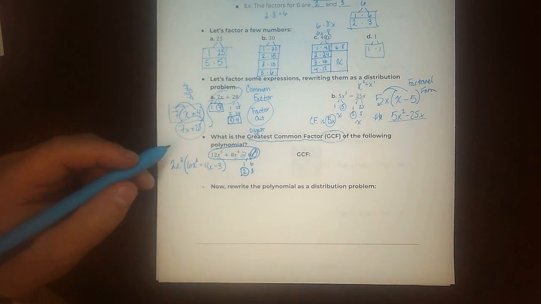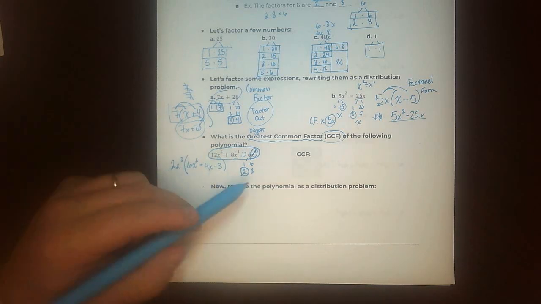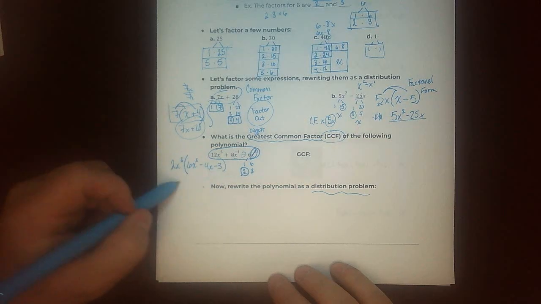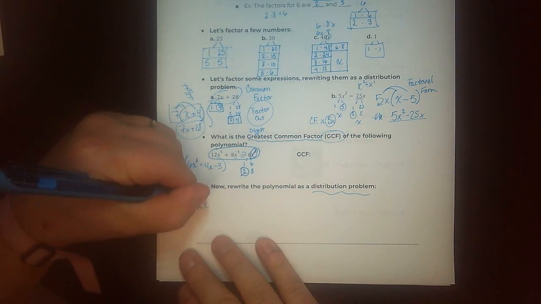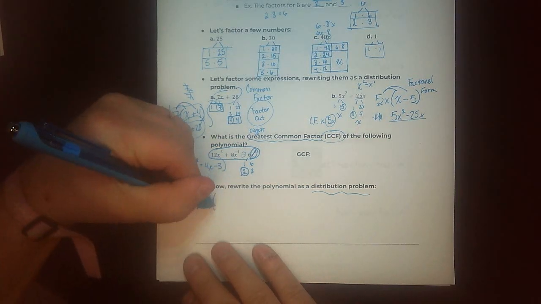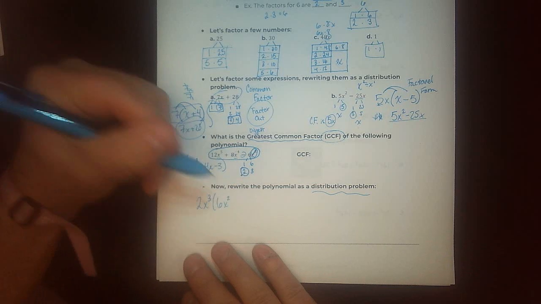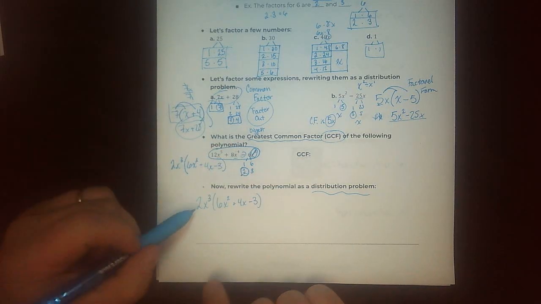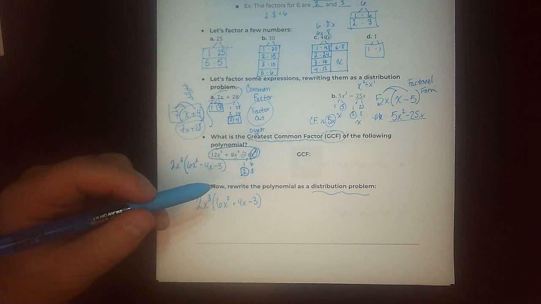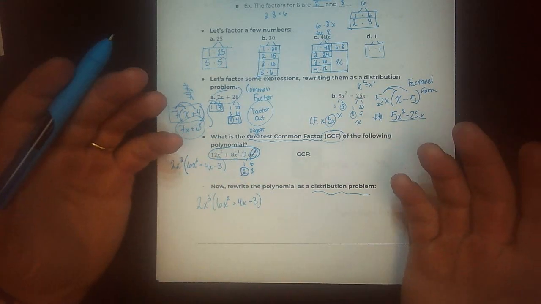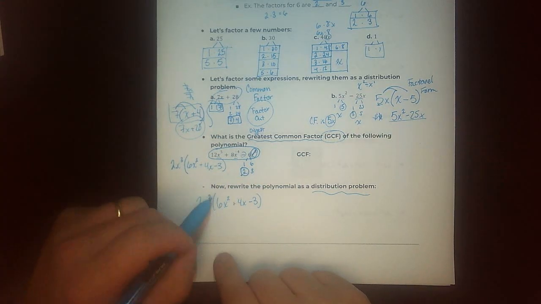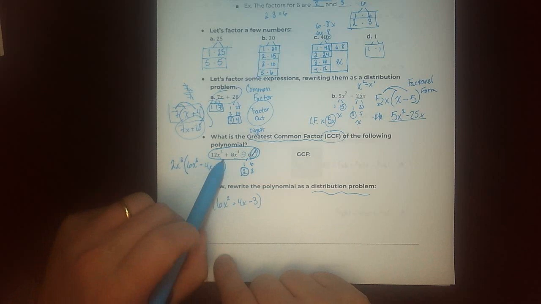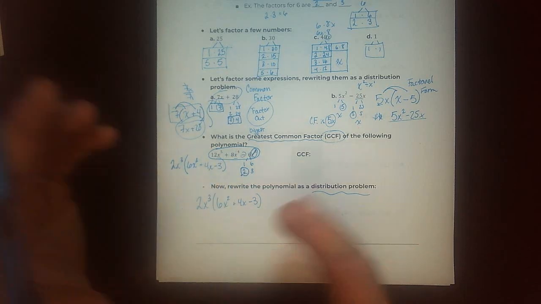Now the directions below it say, now rewrite the polynomial as a distribution problem. But that's what we just did. This is a distribution problem now. We made it 2x to the third power times 6x to the second power plus 4x minus 3. So do we see how this is now a distribution problem? And now what would happen if we were to distribute this back out? Well, we would get what we started with. I've kind of written all over it, but we would come back to what we started with, and I'm going to show you that real quick.